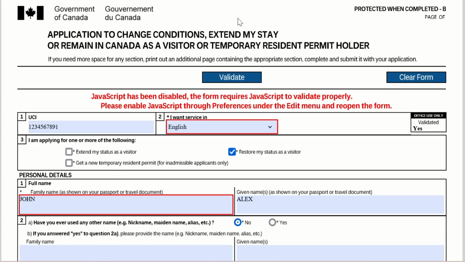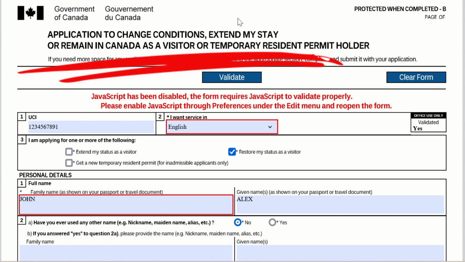Hi everyone. So I'm here to show you guys how I did my visitor record application.